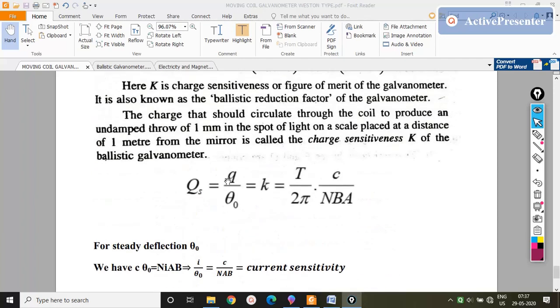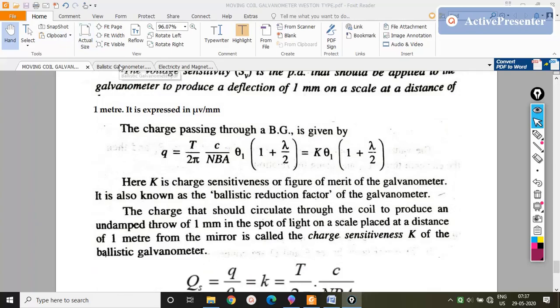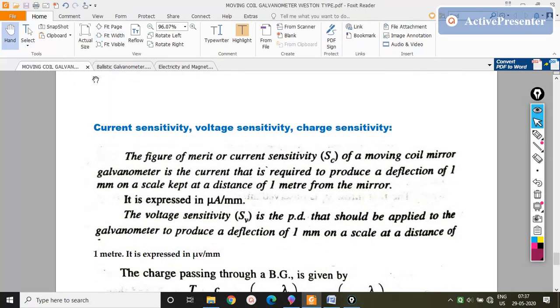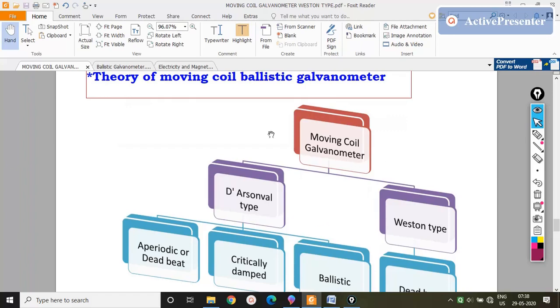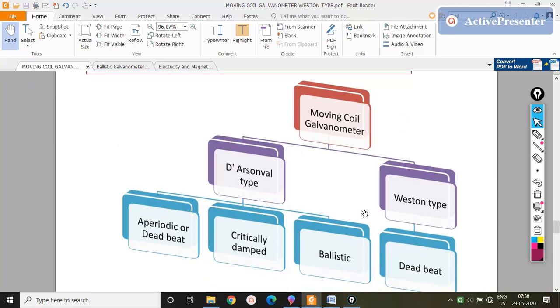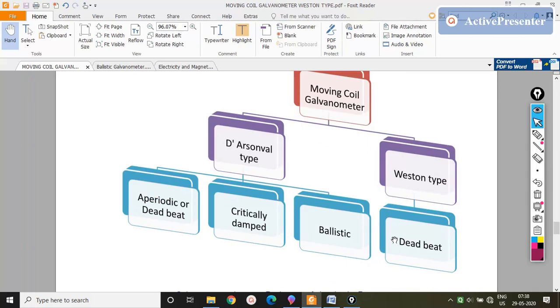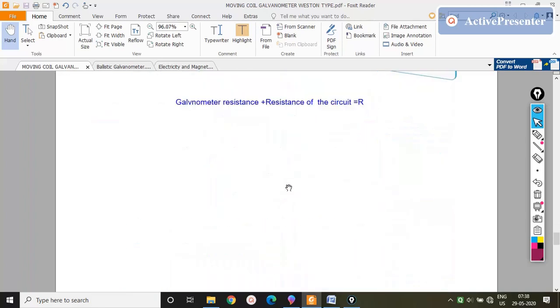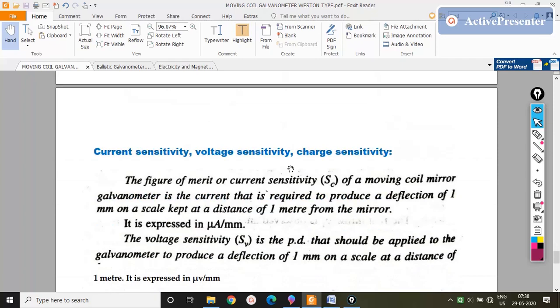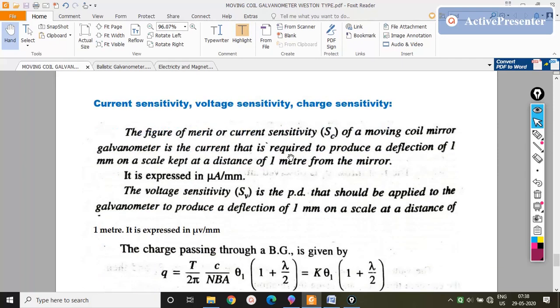So this is what was intended for today's lecture. Let me quickly tell you what we learned. Today we started with the theory of the moving coil galvanometer, the ballistic galvanometer in fact. We introduced you to the mechanism in which different galvanometers are used for different measurements. Then we talked about the theory of the moving coil ballistic galvanometer. We also gave you the definitions of current sensitivity, voltage sensitivity and charge sensitivity.